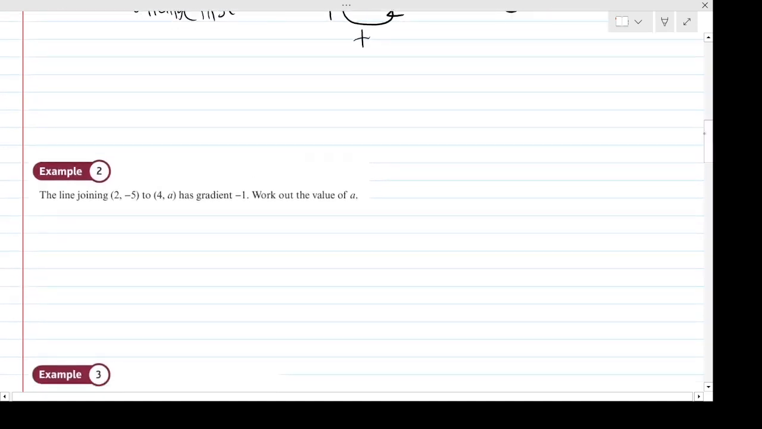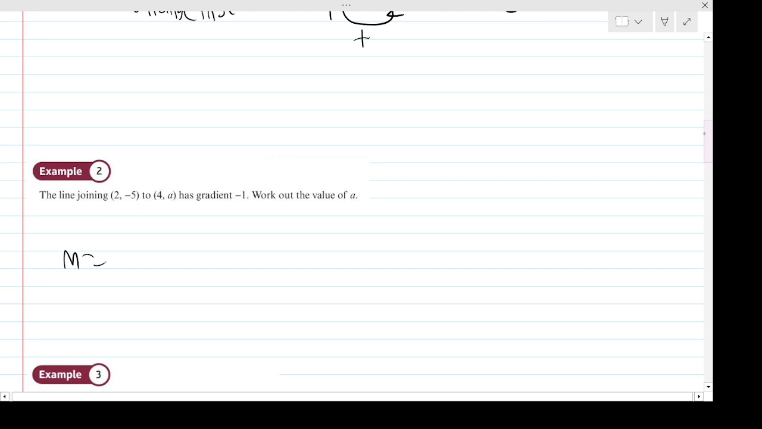Okay, example 2. The line joining (2, -5) to (4, a) has gradient -1. Work out the value of a. So again, you can kind of work backwards or use some algebra in this sort of problem. So the gradient's -1. Let's work out what the gradient would be, because we've got 2 points. What would that look like?